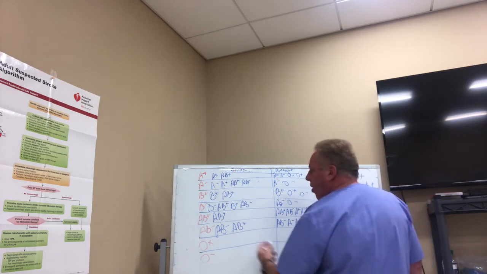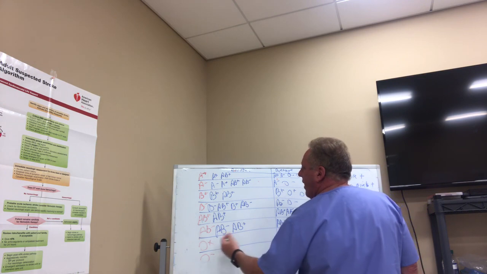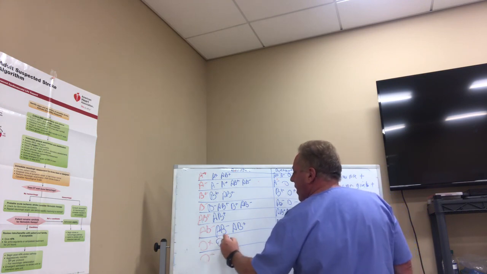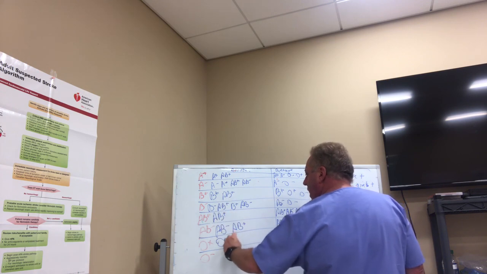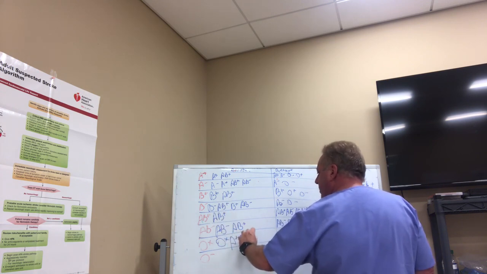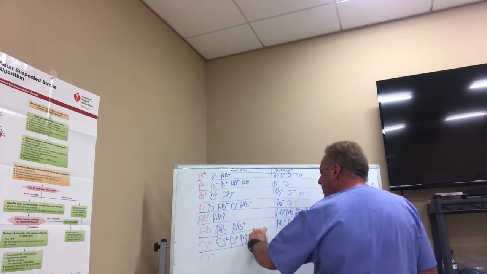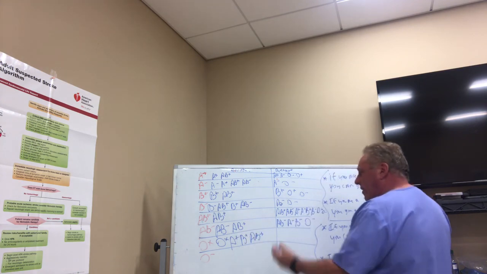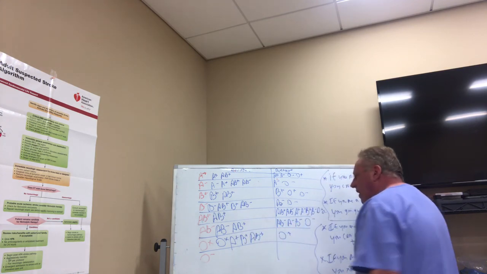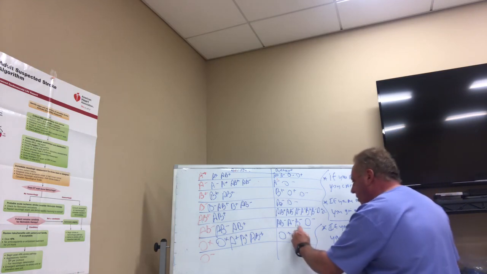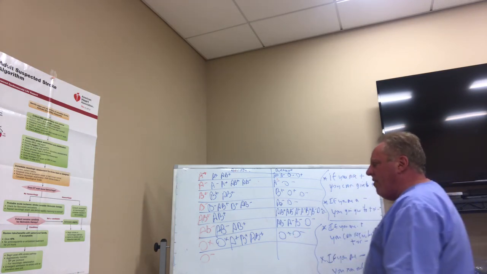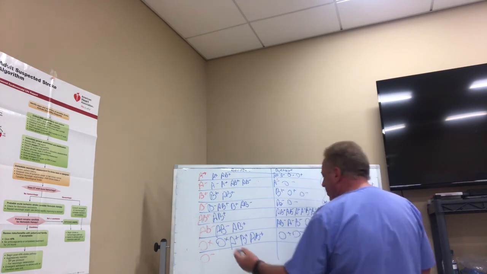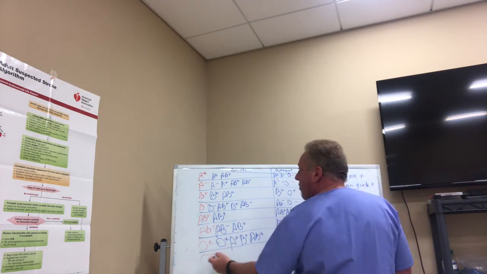And then we have the O positives. What do the O positives donate to? They can donate to O positives and all the positives: A positive, B positive, AB positives. What can they accept? O positive. That's it. And O negative. That's it. And then O negatives. Who can they donate to? To everyone. They're the universal donor.